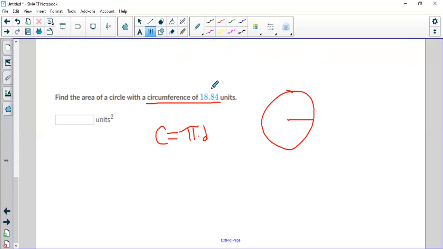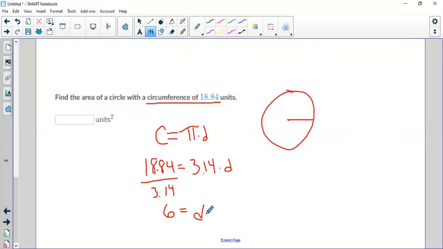So let's take this 18.84 and put it in place of circumference. 18.84 is equal to, replace pi with a decimal, 3.14 times diameter. All right, divide to solve that equation. Divide both sides by 3.14. And do some calculation, 18.84 divided by 3.14. That means that my diameter is equal to 6.